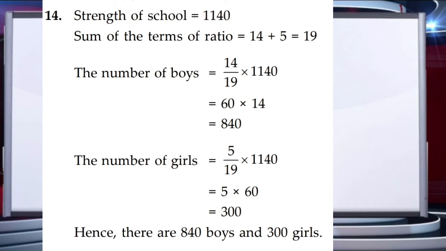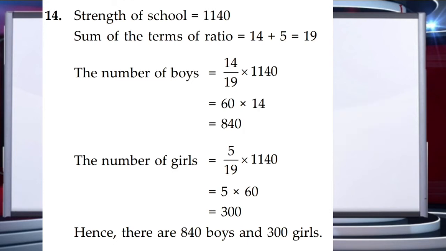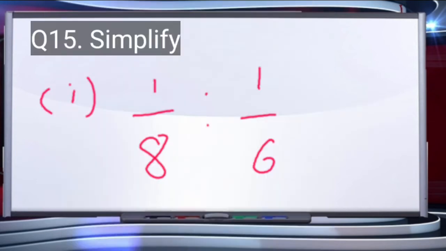Or one more way you can do is, here you have found out number of boys, it is 840 and total strength is 1140. So you can subtract 840 from 1140 also. You will get the number of girls. Question number 15. Simplify.